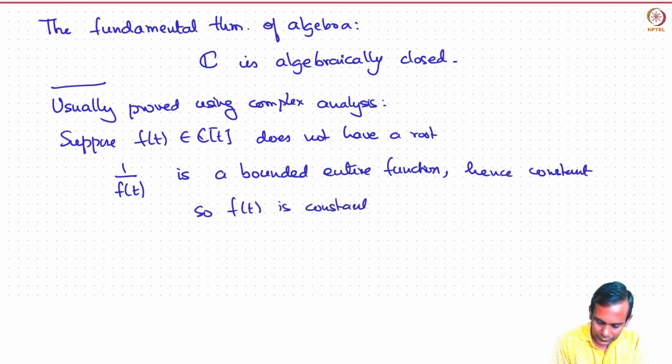I'm just outlining this here. It's usually done in complex analysis courses. So what it's saying is that if f(t) were not constant, then it would have a root, and therefore, using this inductive argument that I described earlier, you could keep applying this and show that the polynomial is a product of linear factors. So the complex numbers are algebraically closed. But we can say more.